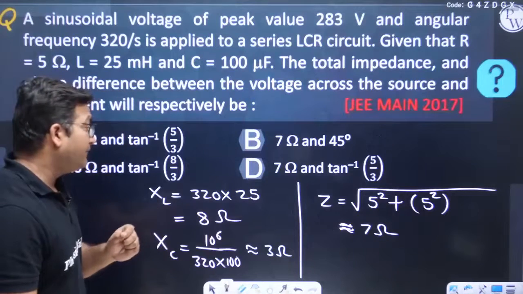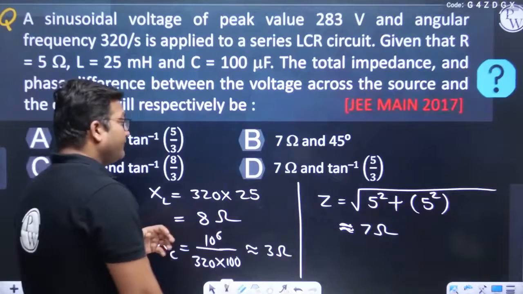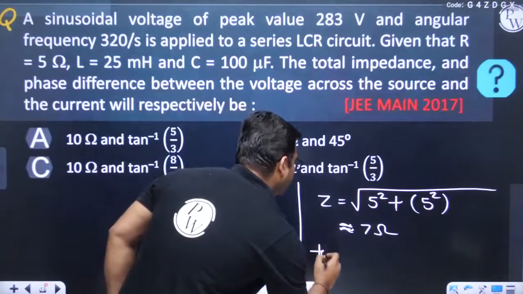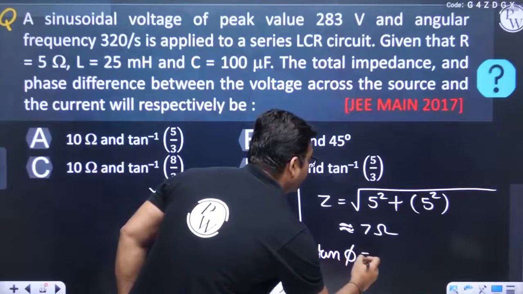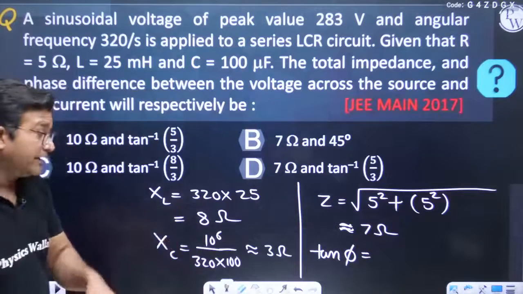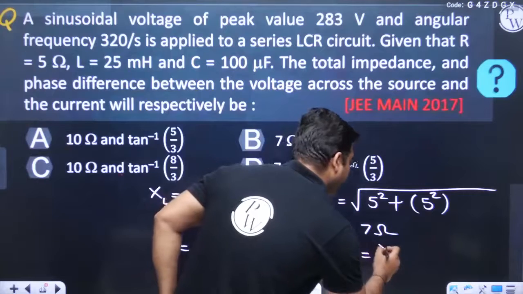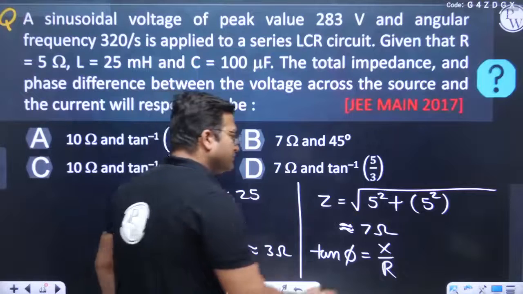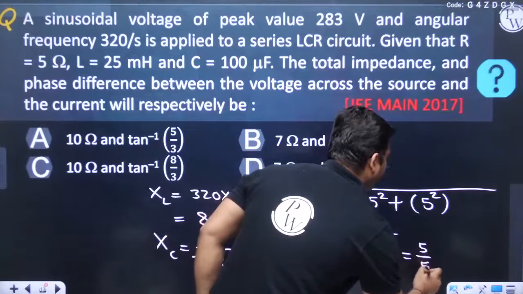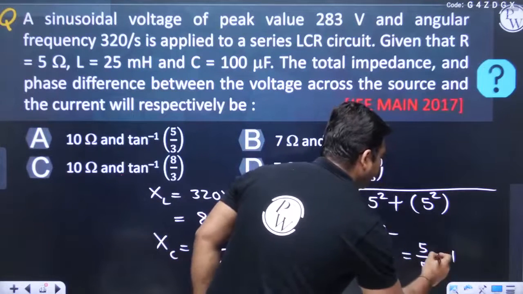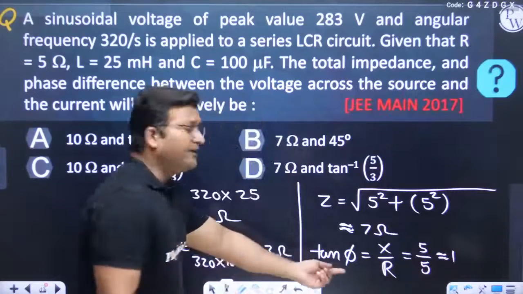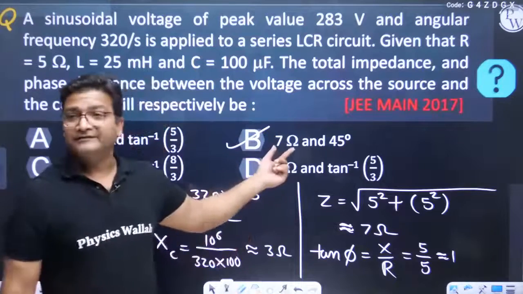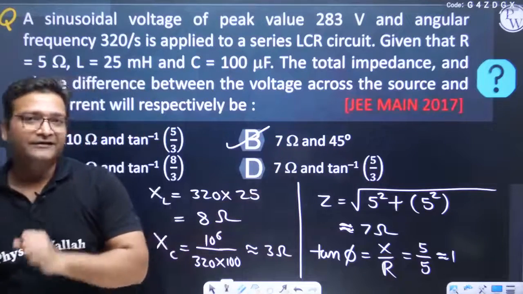Okay. And if we have impedance as 7 ohms, let me find the angle. As you know, the tan of the phase angle between current and voltage is given by net X by R. And the net X is 8 minus 3, so it is nearly equal to 5 upon 5, so it is equal to 1. If it is nearly 1, the angle would be very close to 45 degrees. So we have the correct option as B. The impedance is 7 ohms and the phase angle is 45 degrees.